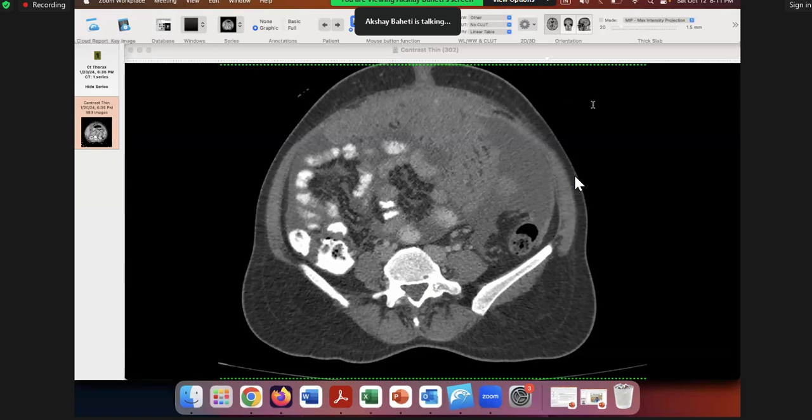Peritoneal inclusion versus mesenteric cyst. The mesentery will be more higher up, right? It's sort of in the mesentery, so that will be higher up. And a peritoneal inclusion cyst is basically, there's usually a history of some surgery or sometimes TB or something like that.